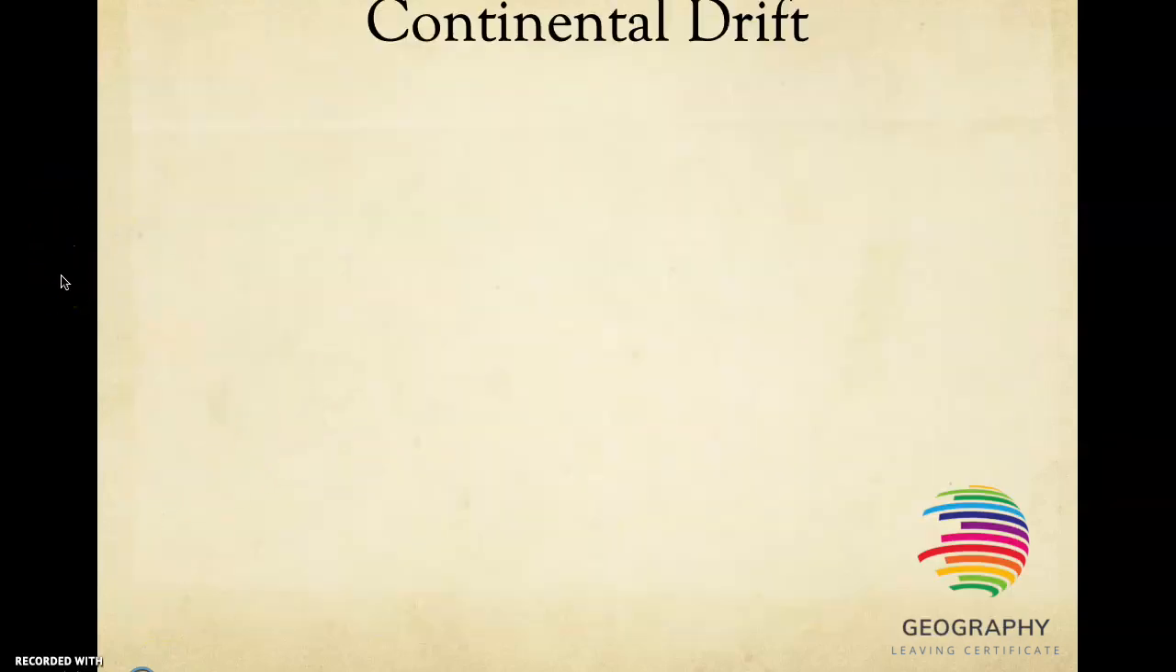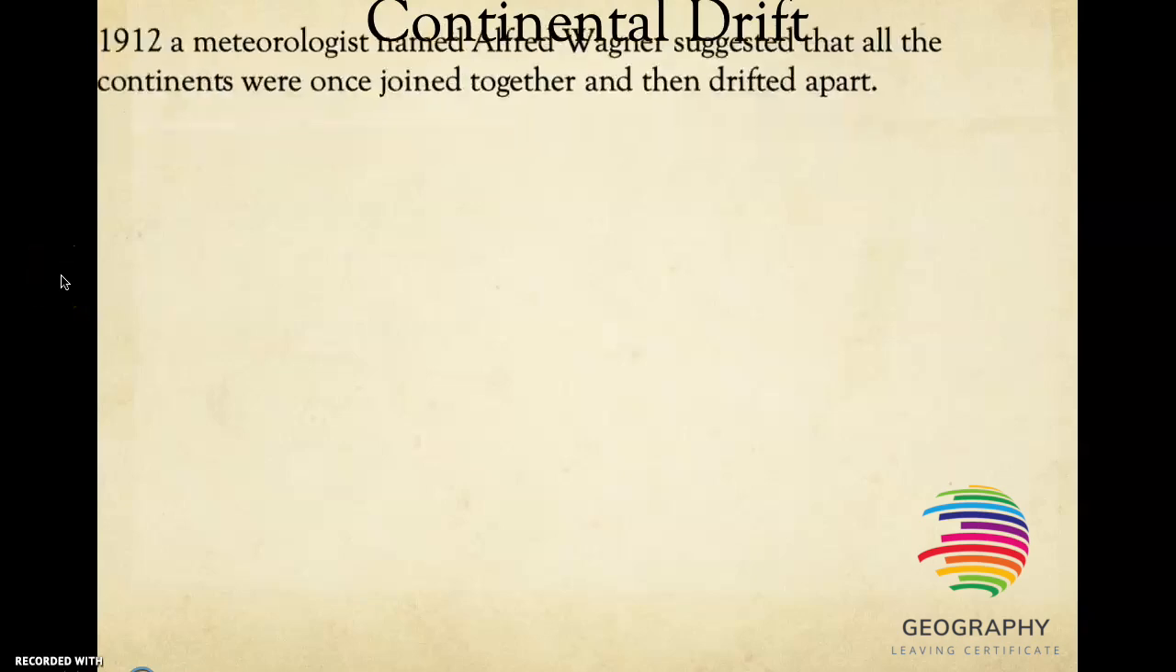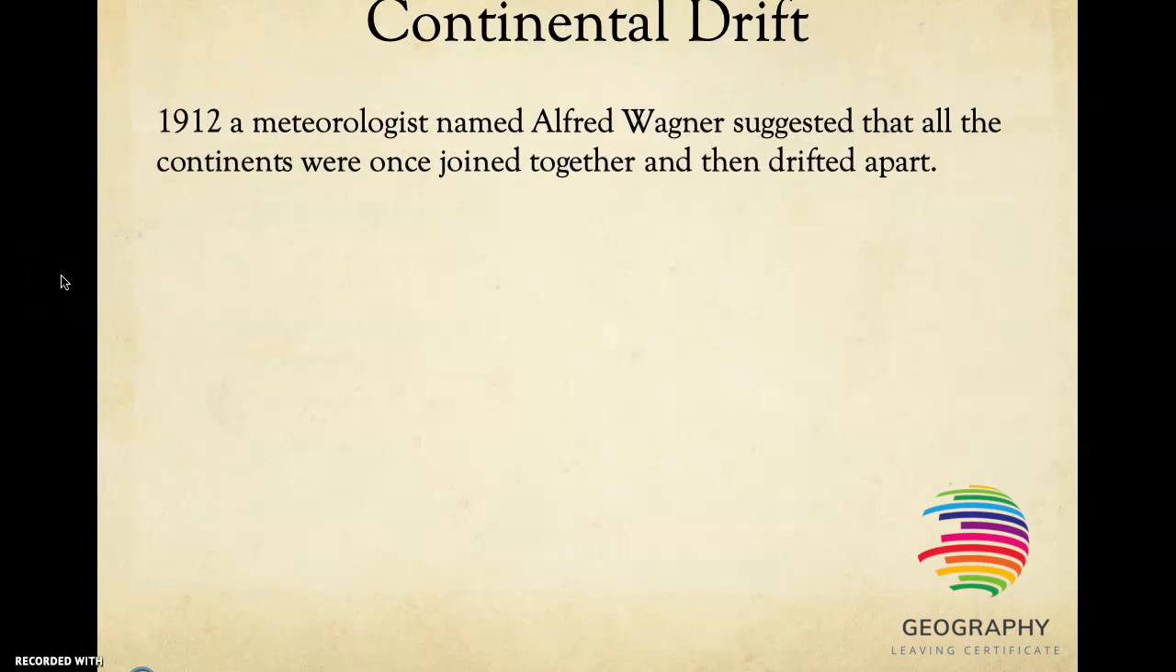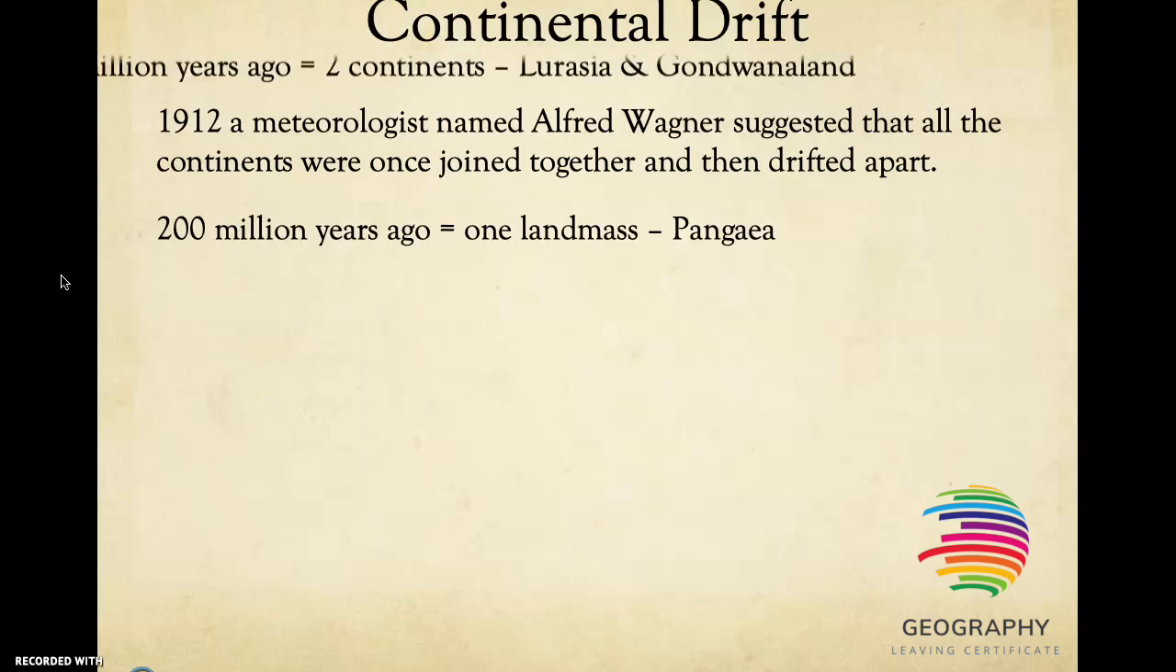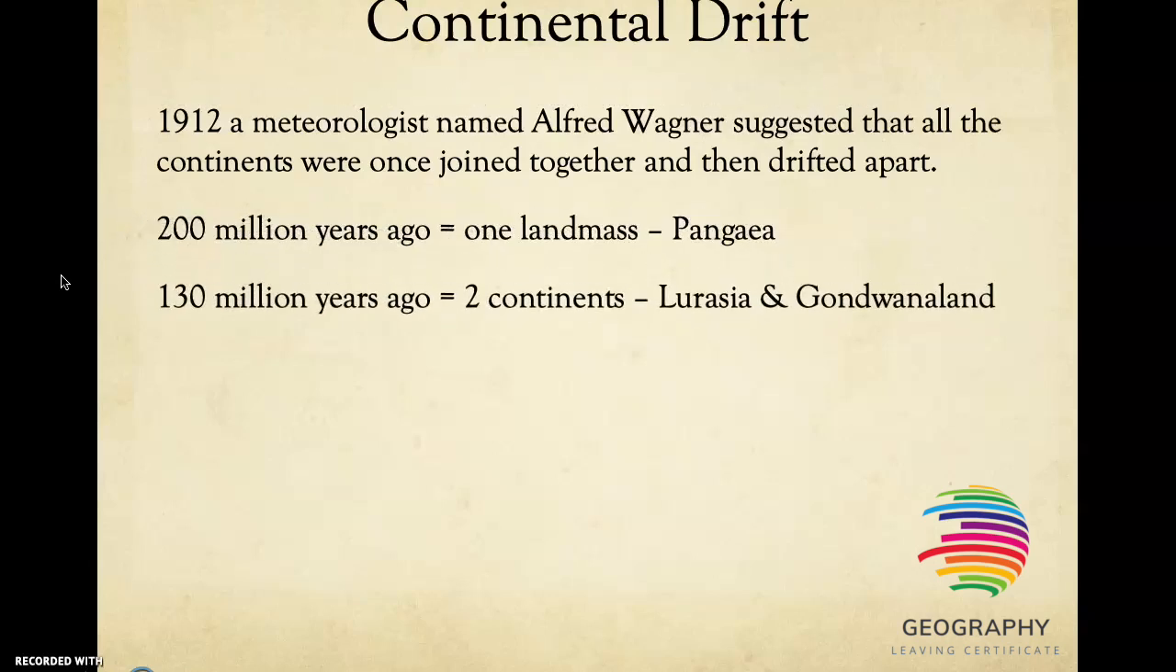The whole idea of continental drift was brought by this man in 1912, a man called Alfred Wegener, and he suggests that the continents were once joined together in one supercontinent, and he called this supercontinent Pangaea. He said 200 million years ago there was one landmass named Pangaea, one landmass and one ocean. He then suggests that around 130 million years ago, Pangaea broke up into Laurasia and Gondwanaland.